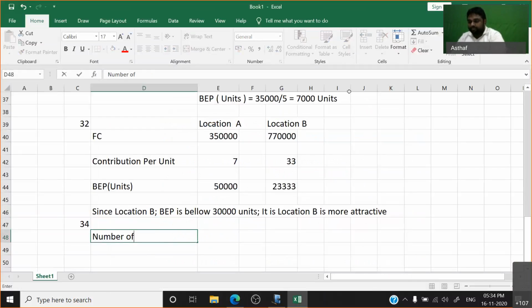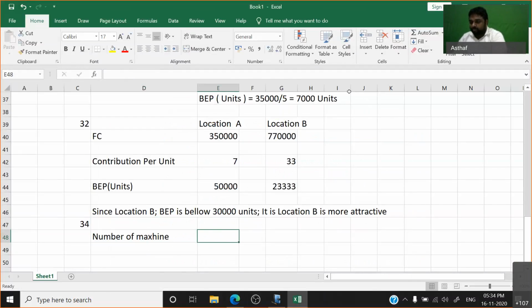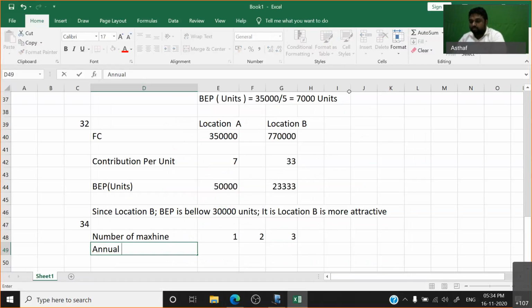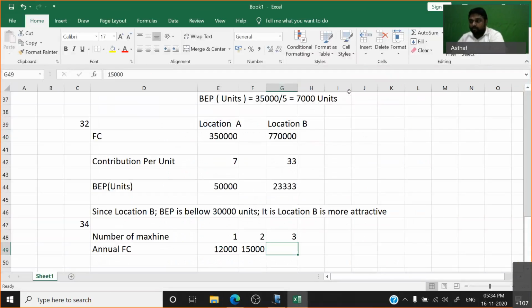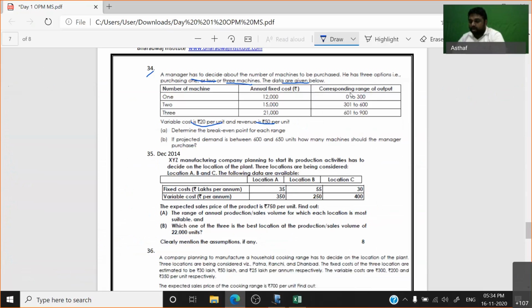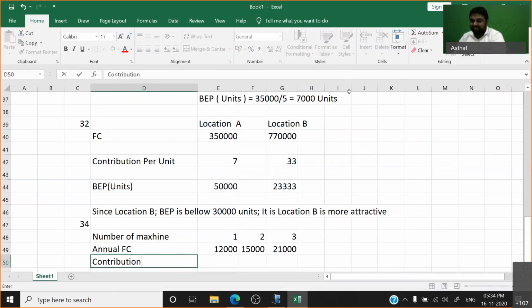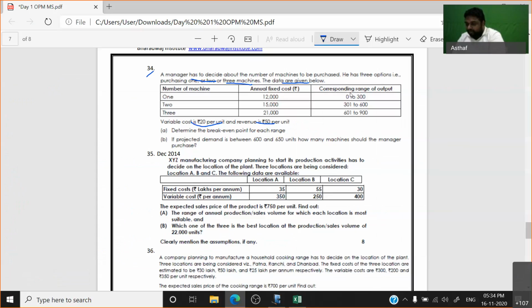Number of machines: 1, 2, 3. What is the annual fixed cost? Annual fixed cost: 10,000, 15,000, 21,000. What is the contribution? Contribution is sales minus variable cost: 50 minus 20.